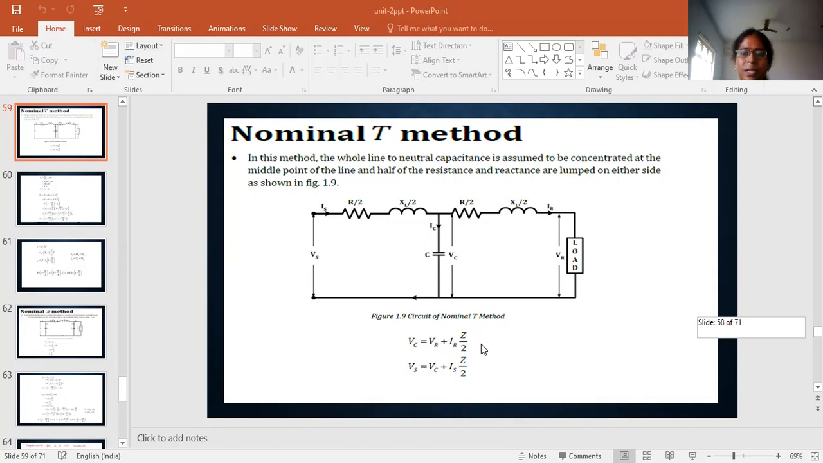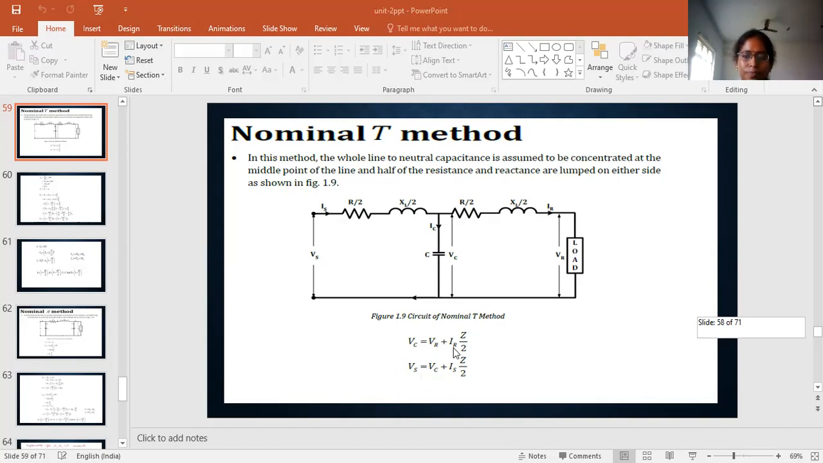Once again I will repeat that. Here Vc equal to Vr plus IR into Z by 2 drop. And Vs equal to Vc, because at that point the voltage is Vc. So Vc plus drop is nothing but Is into Z by 2. Here the flowing current is Is, so Is into Z by 2. Here the flowing current is IR, so IR into Z by 2.